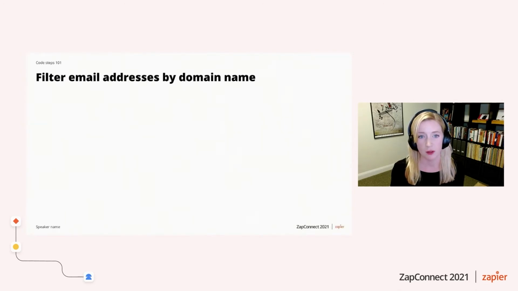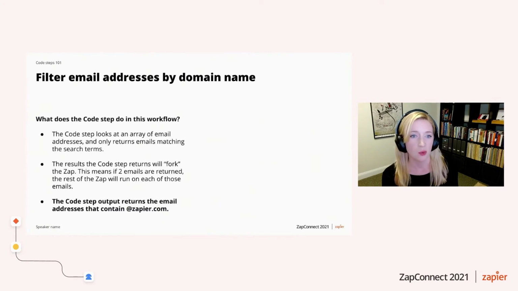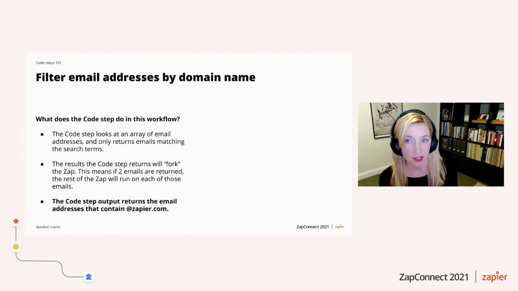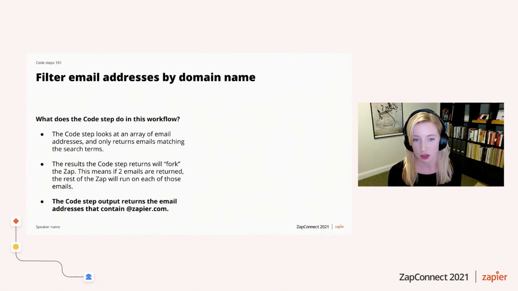So this code step looks at the array of email addresses and will return emails that match the search terms of the filter. A useful feature here is that if the code returns more than one result, the subsequent actions in the Zap will run on each result. So this is called forking. When your Zap forks, that means it splits and runs steps multiple times on a different item. So in other words, if you had a step 3 that sent an email, an email would be sent to every address that matches the search. You'll find another shared Zap link in the chat right now. And so let's take a walk through this Zap and see how we can use the filter method to search for that specific domain name in this next demo.